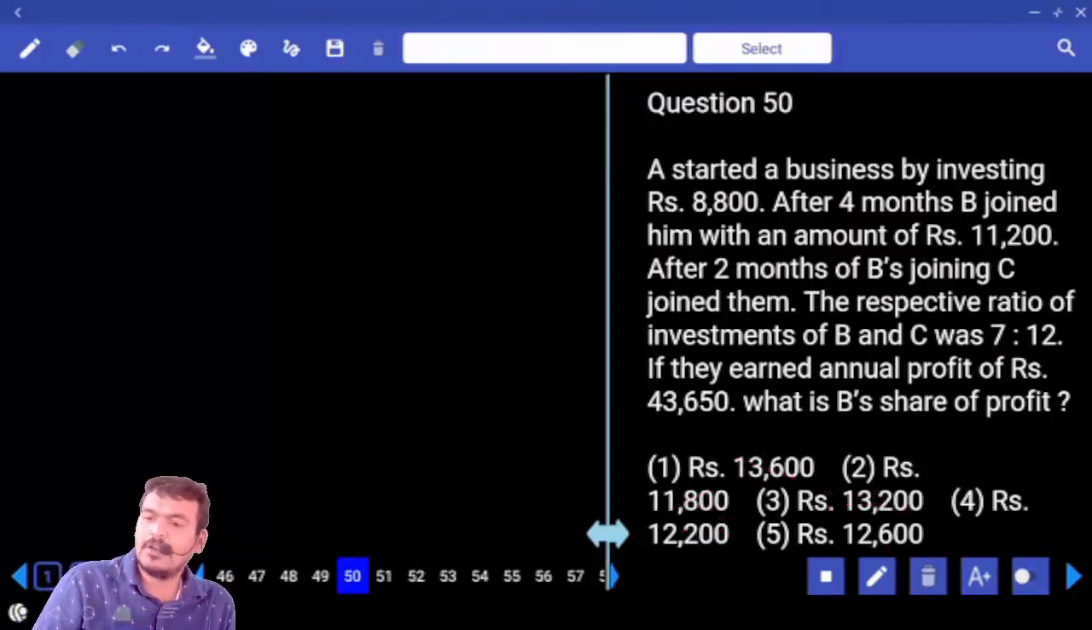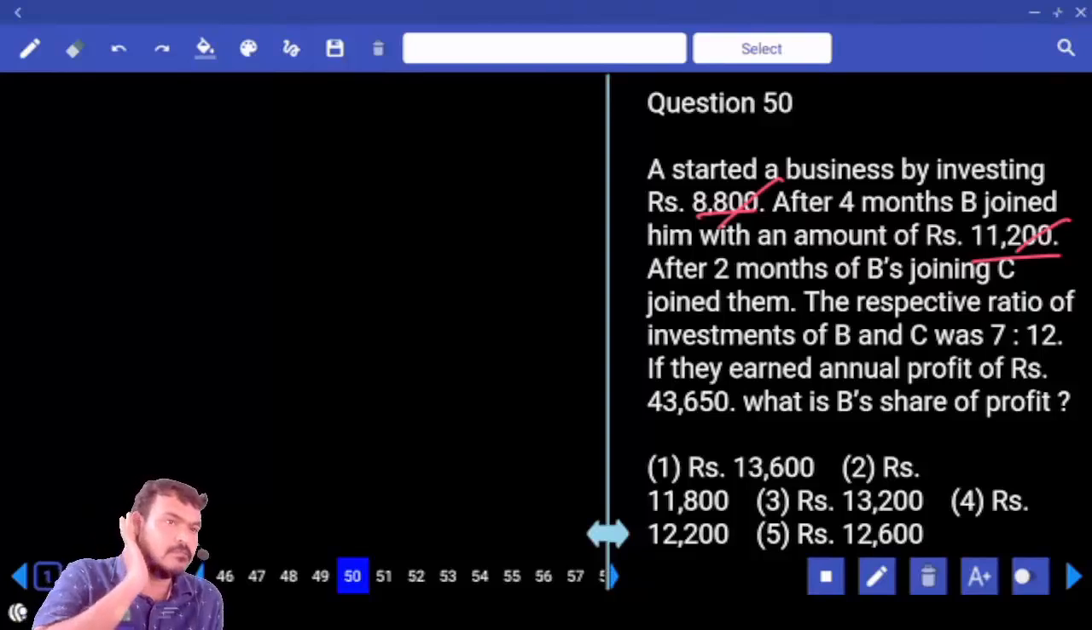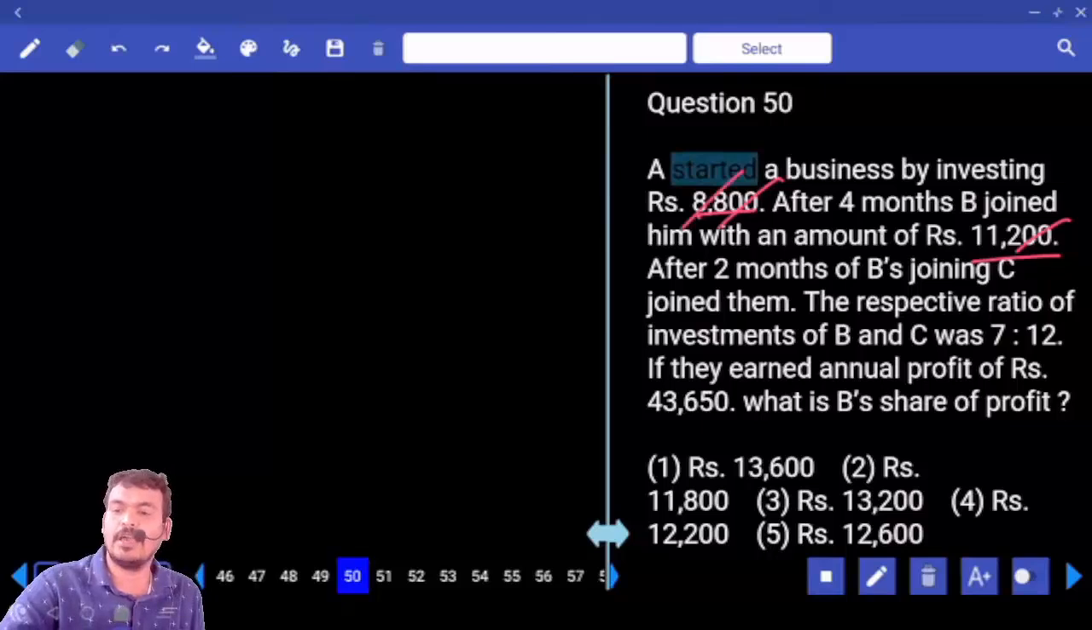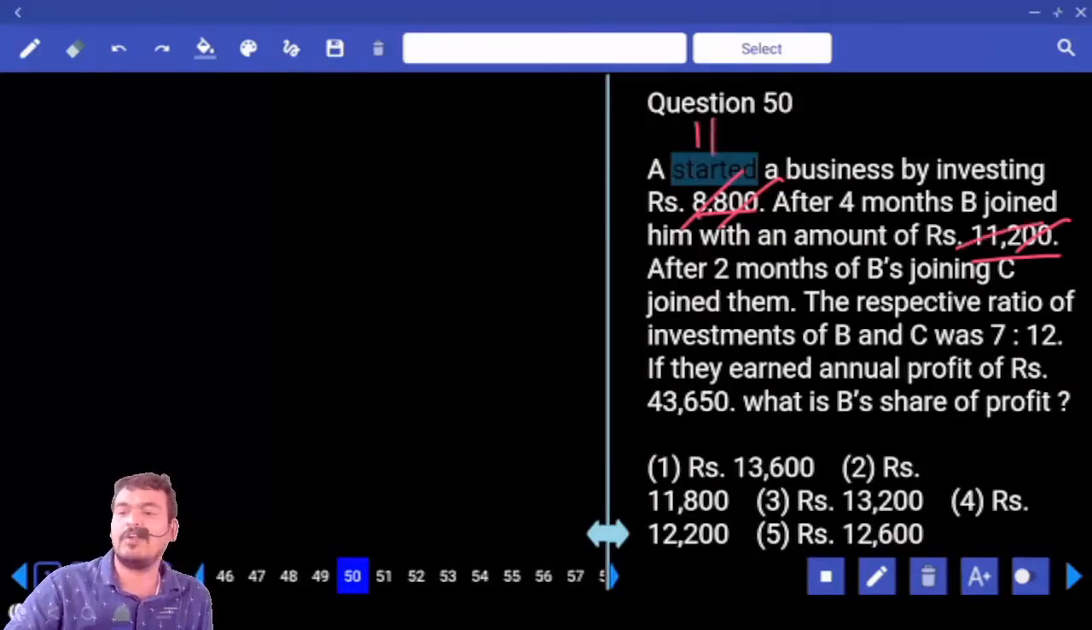Next, what is the A investment? 8,800. What is the B investment? 11,200. First zeros are cancelled, or not? 88, 112. What is the difference? 24, or not? 24 means 8 how many times? 24 means 8 multiple and 3 multiple, or not? 8 how many times 88? 11 times. 8 how many times 112? 14 times, or not? Okay.